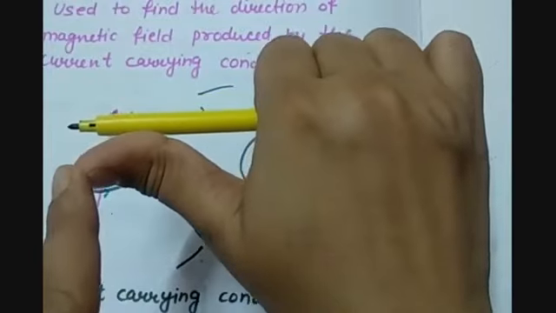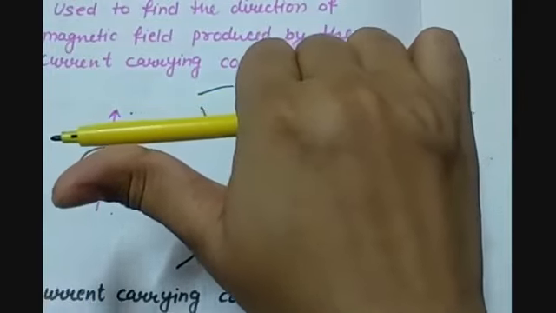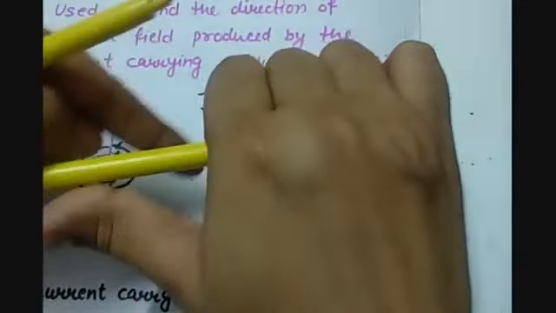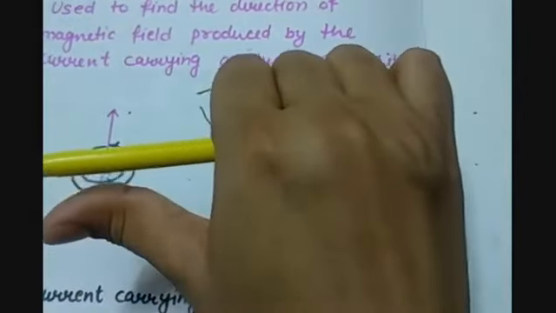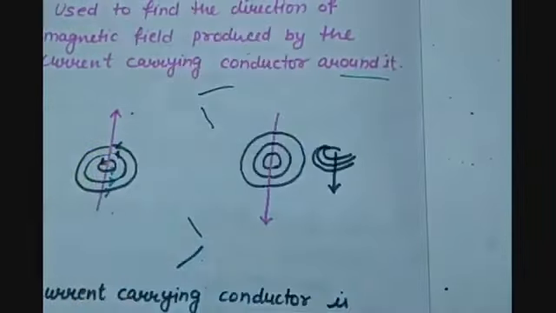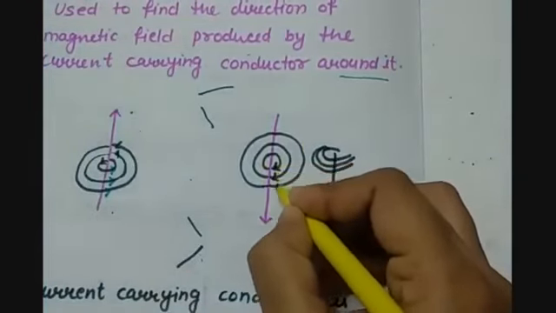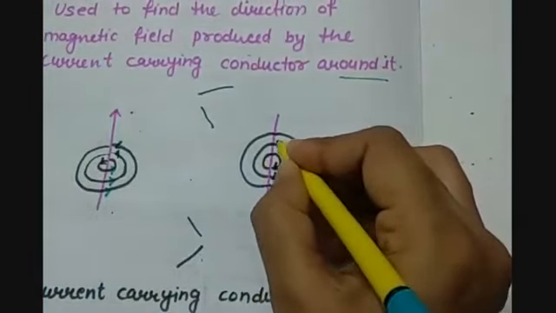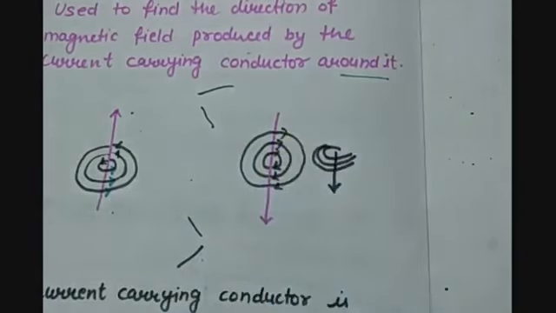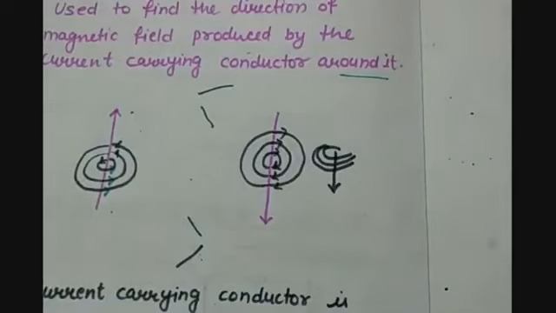So my thumb is pointing towards the end of the conductor, and the curled fingers should give the direction of the magnetic field. So if we take this as a position, so this will be, and from this side we'll get it this way. So this is how you have to obtain the direction of the magnetic field.